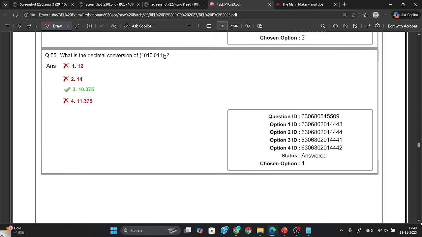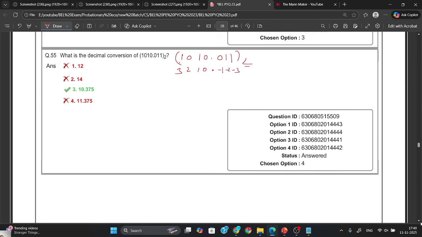What is the decimal conversion? Again we need to find the decimal conversion. So we have 101001. This is your binary. So at the starting of the question, we have solved this one. So this belongs to 0, 1, 2 and 3, and after the dot it will be -1, -2, -3. So we need to write like this.